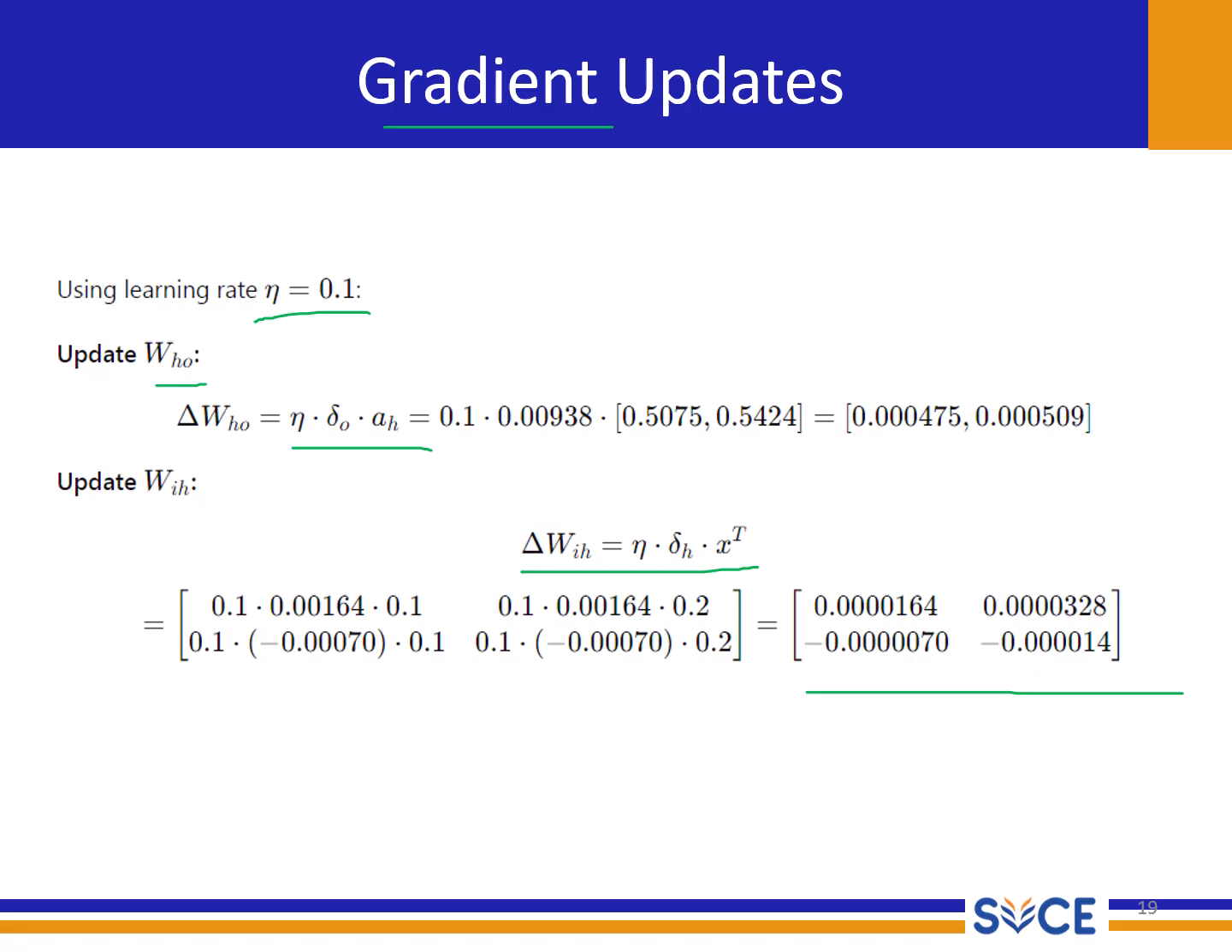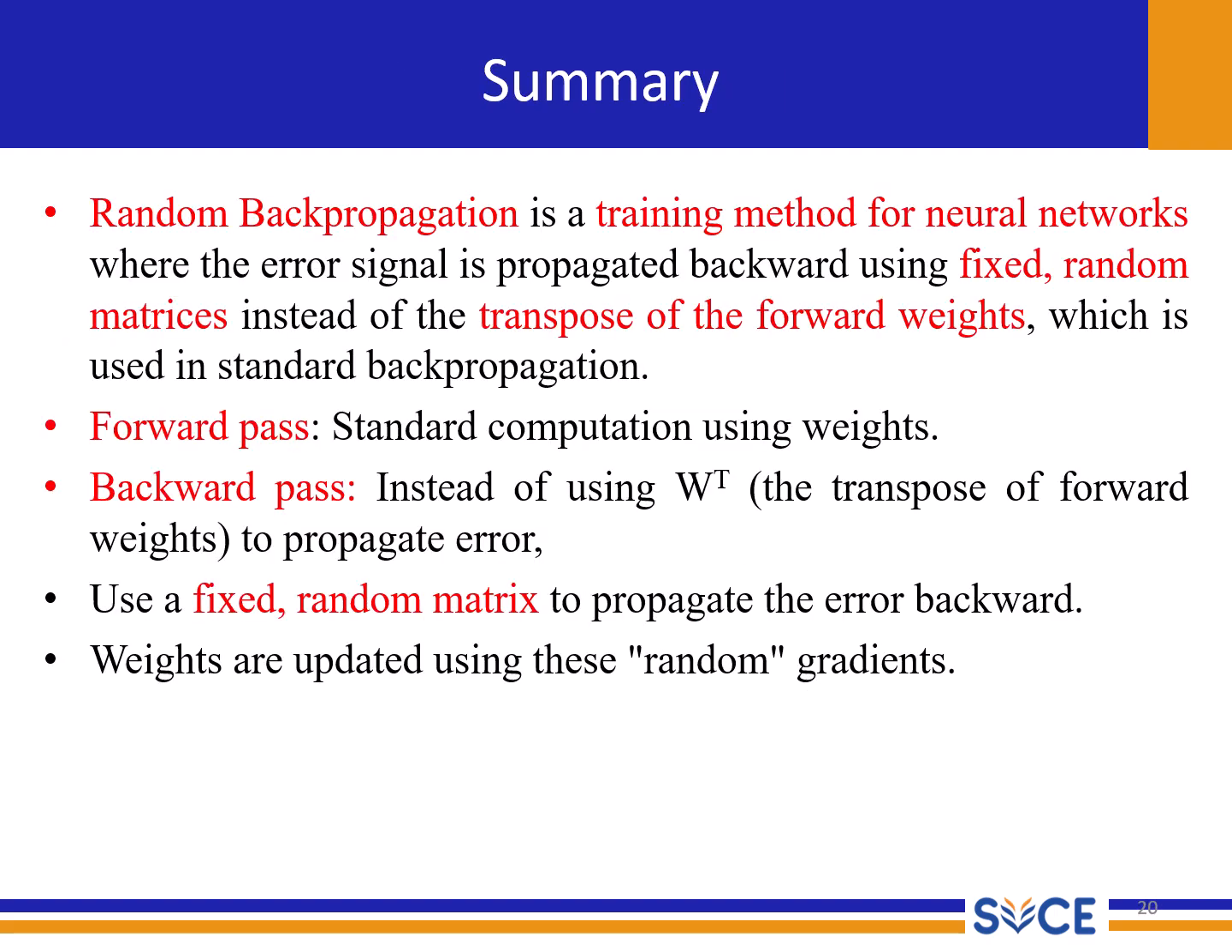The normal backpropagation algorithm uses the transpose of a matrix, but the random backpropagation algorithm uses a fixed random matrix to update the weights. The overall summary of random backpropagation is that it is a training method for neural networks where the error signal is propagated backward by using a fixed random matrix, which is used to update the weights. It performs a forward pass and a backward pass. In the backward pass, it uses the fixed random matrix to propagate the error backward in the network. Then the weights are updated using the random gradients.